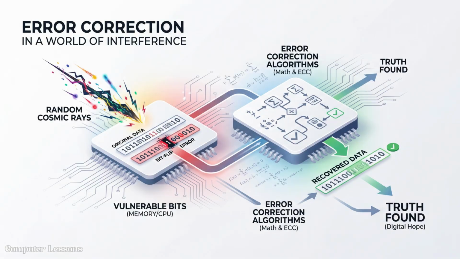The engineering of error correction proves that even in a world of random cosmic interference, we can find truth. Our digital world is built on the hope that if something breaks, we have the math to fix it.